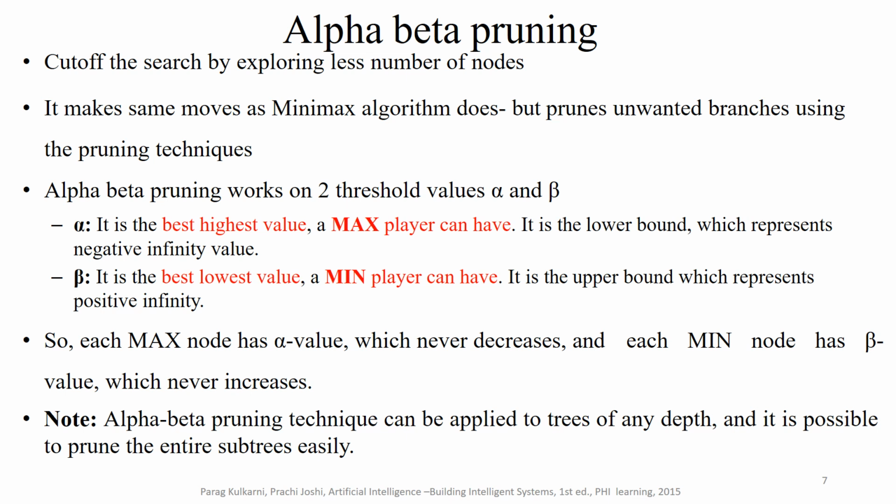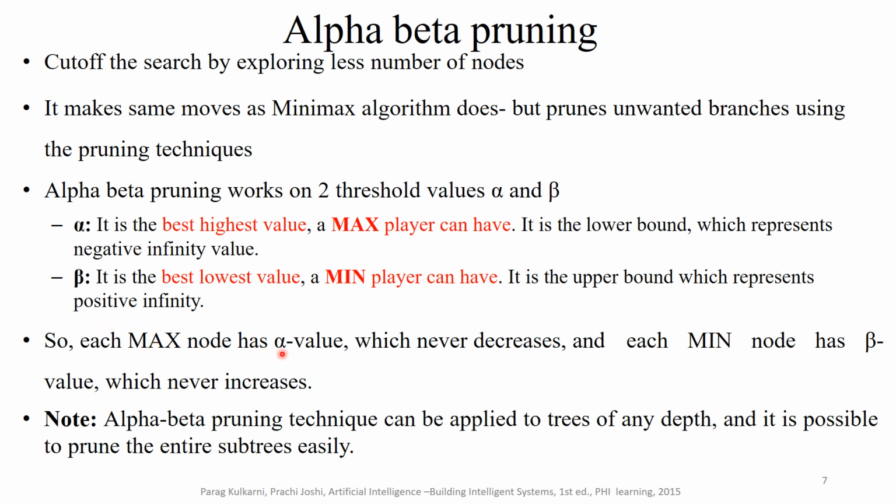Alpha-beta pruning cuts off the search by exploring a lesser number of nodes. It makes the same moves as the minimax algorithm, but prunes some unwanted branches using pruning techniques. It works on two threshold values, alpha and beta. Alpha is the best highest value a max player can have. It is the lower bound, representing negative infinity. Beta is the best lowest value a min player can have. It is the upper bound, representing positive infinity.